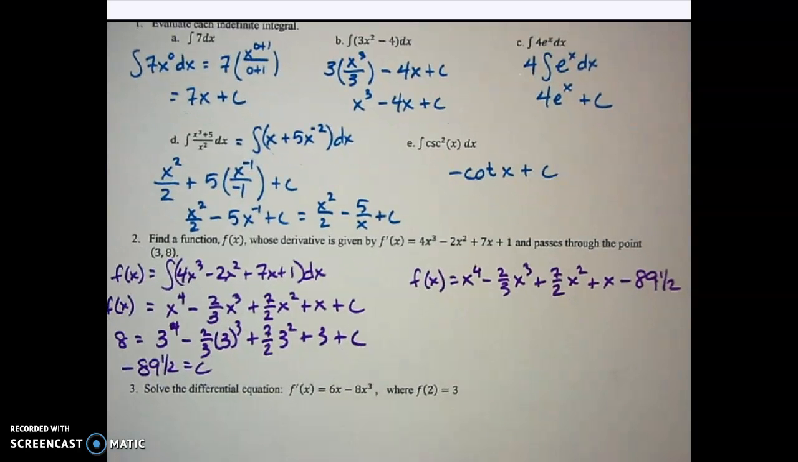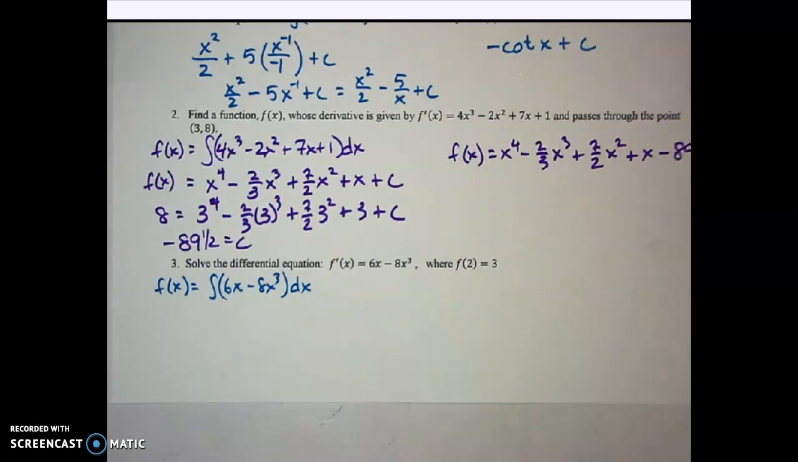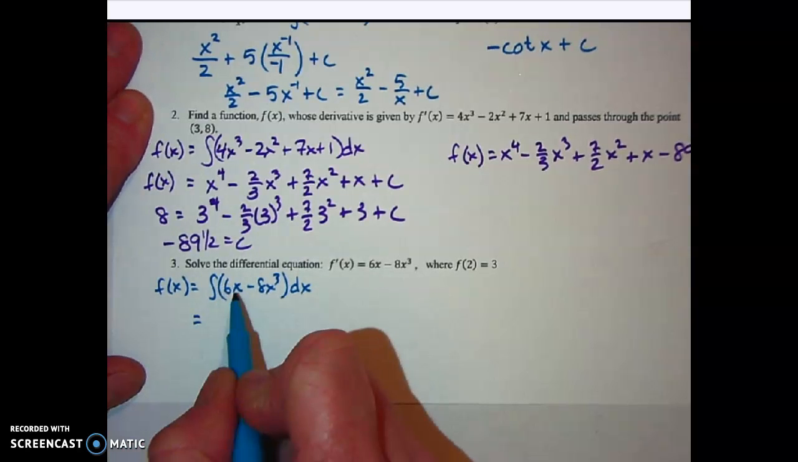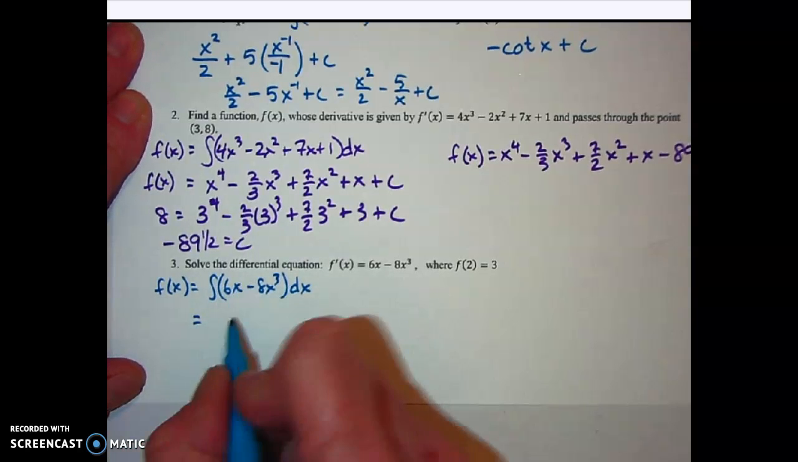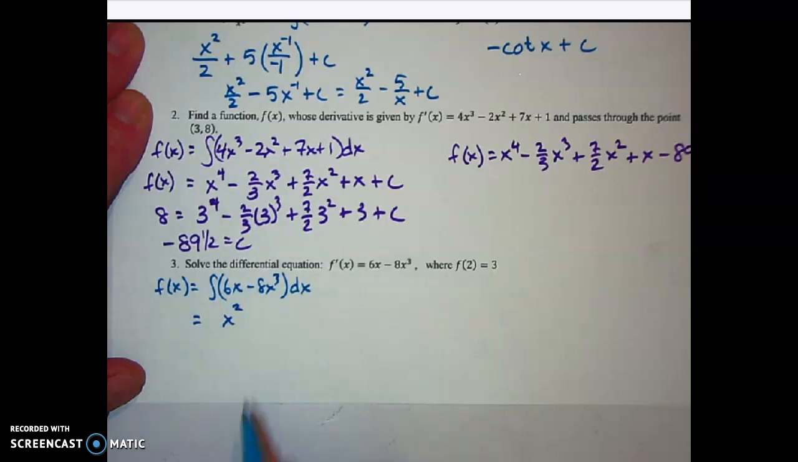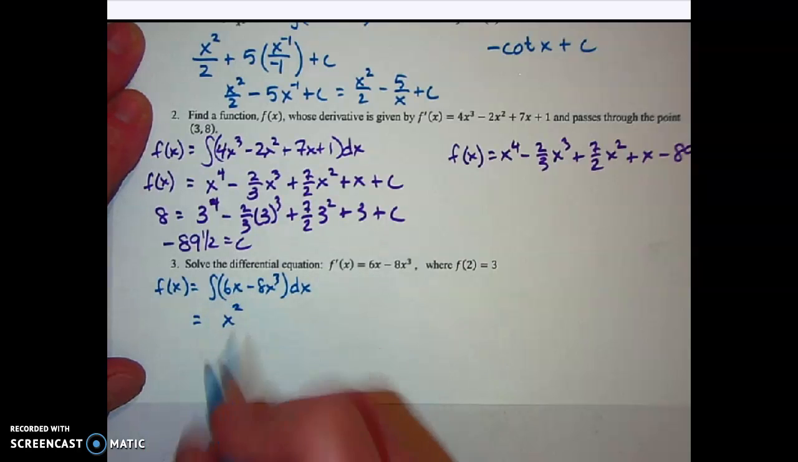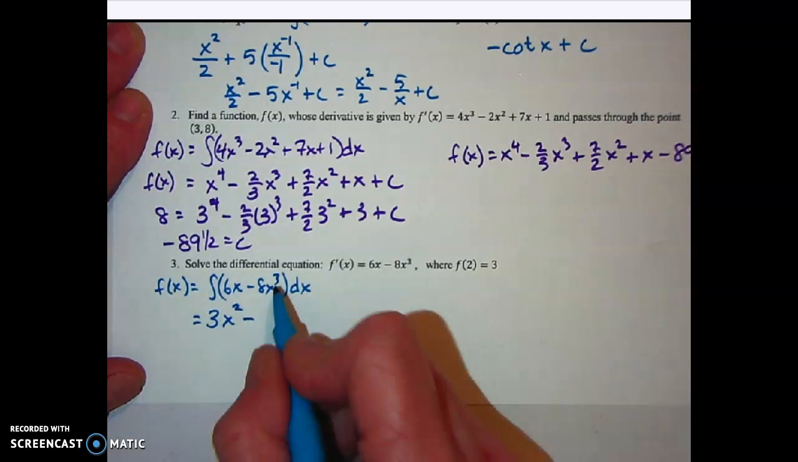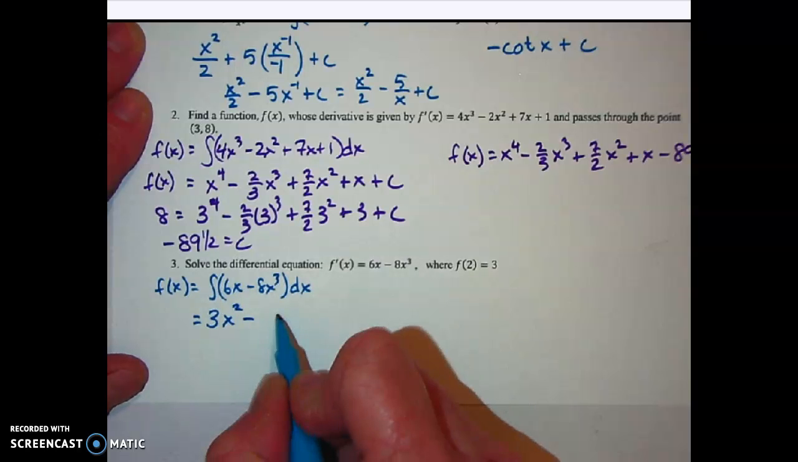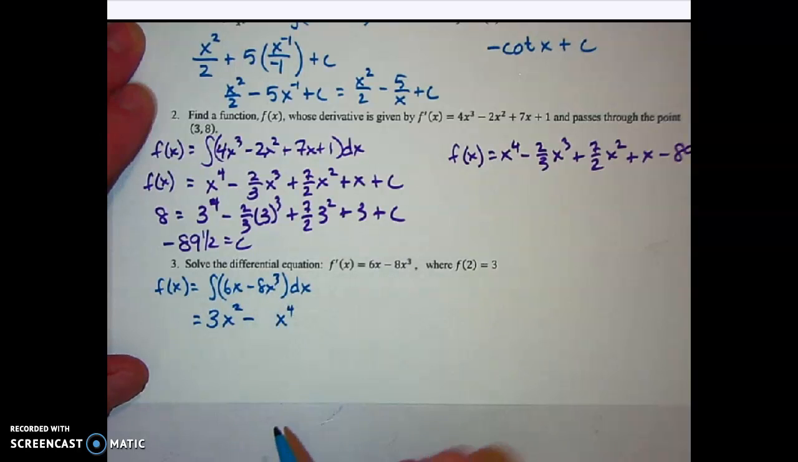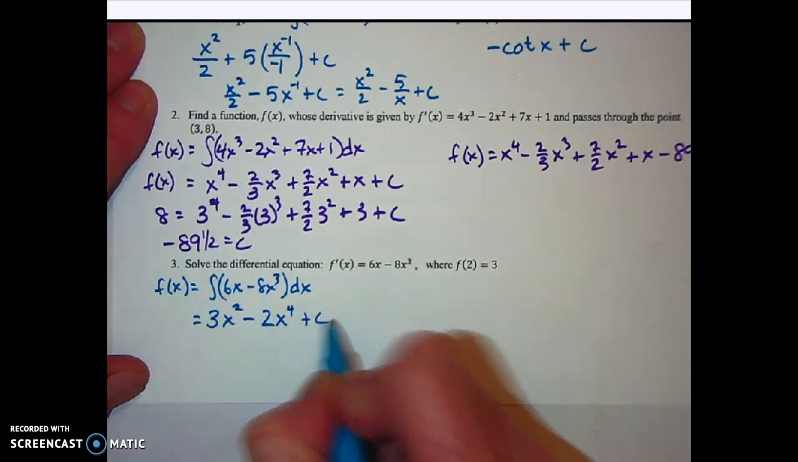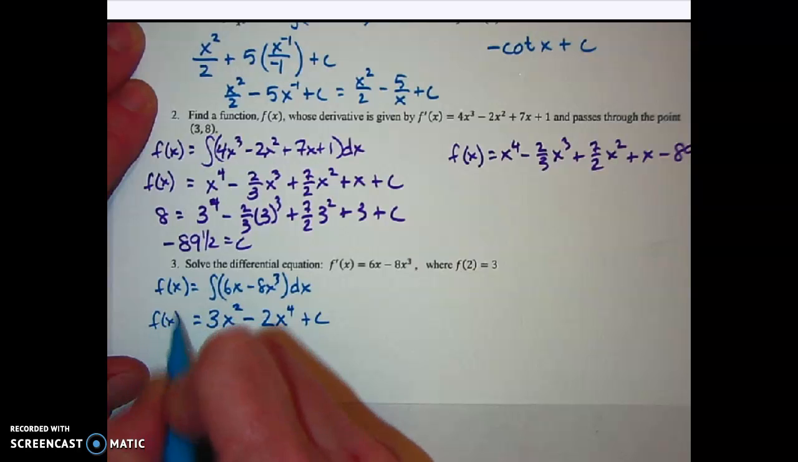Again, I would like you to pause the video and see if you can solve number 3. All I did in the first step was write it in integral form. And now I'm going to go ahead and take the integral. Adding 1 to the exponent is 2. So this is going to be squared. But then I would divide by that 2. So 6 divided by 2 is going to give me a 3x squared. Minus, again, adding 1 to my exponent, I'm going to have an x to the 4th. And then I have to divide by 4, so 8 divided by 4 is 2. And then don't forget your plus c. This is what my function f of x is.